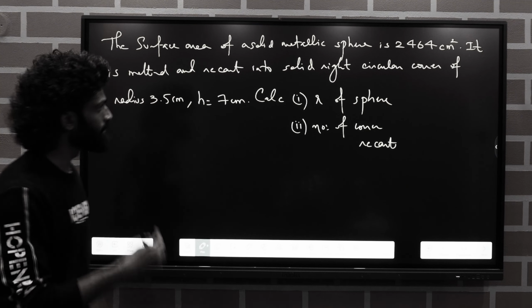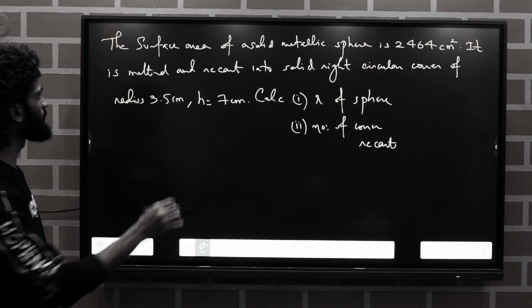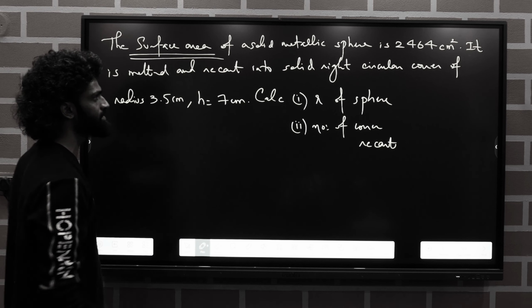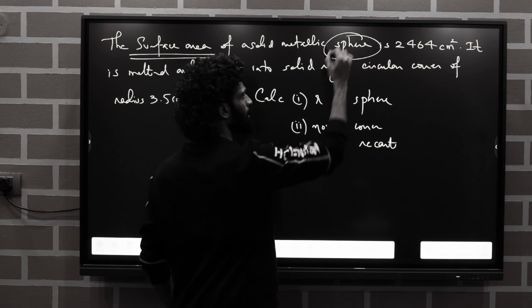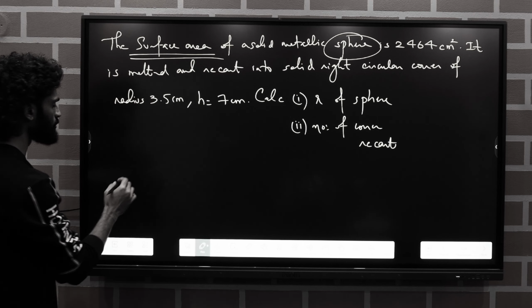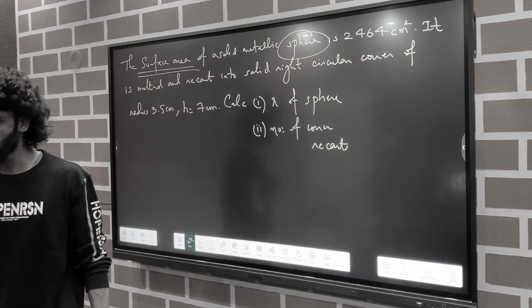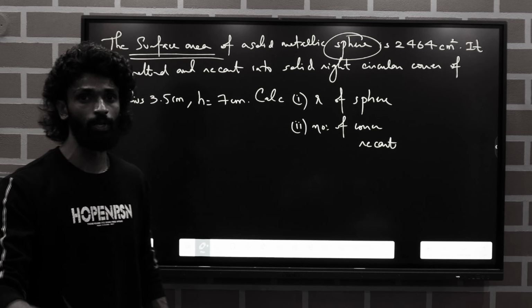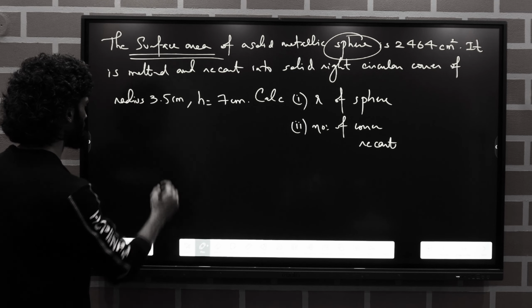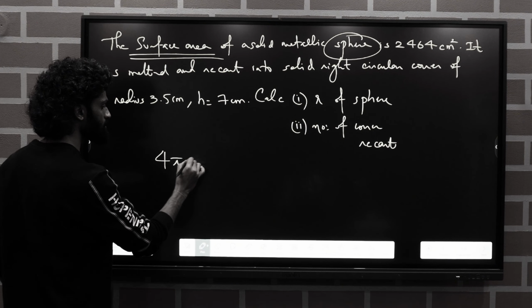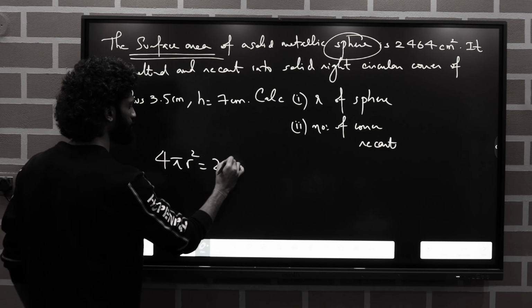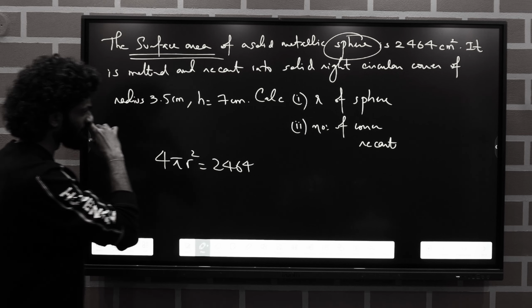Fine. Now we'll talk about this. The surface area, most important concept here, underline this. They're talking about the surface area of a solid sphere. Done. I'll stop there. I'll write the given formula. Surface area of a sphere is given by the formula 4 pi r square. Again, I'll tag the video at the end of this video. I'll tag the playlist in fact. 4 pi r square equals 2464. Done. This is given to me.